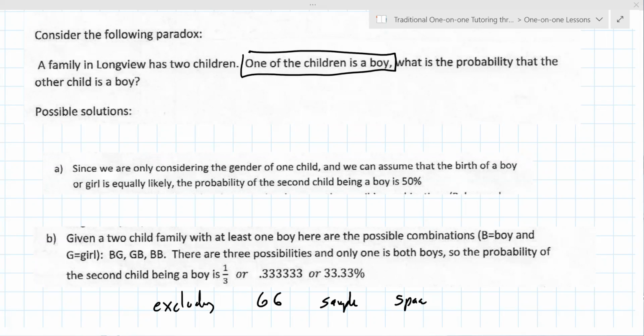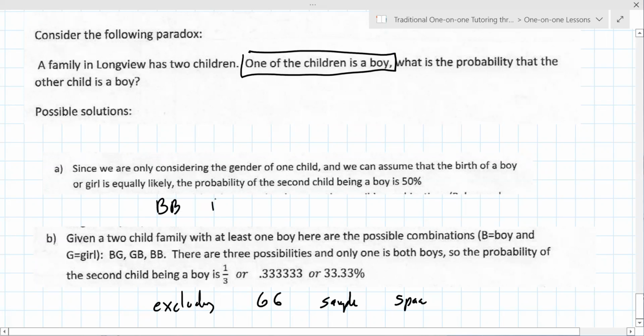Now, the reason that the first one looks at it in the following way: it looks at it as boy boy, boy girl, girl boy, girl girl. This first one looks at it from the perspective that we don't know what the two children are. We just know that if they have two children, these are the possible outcomes.